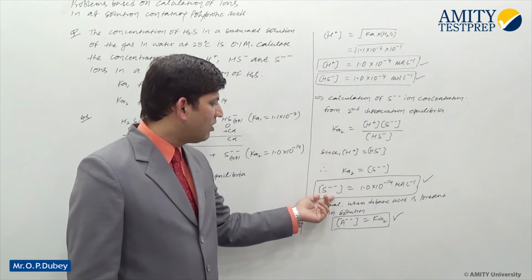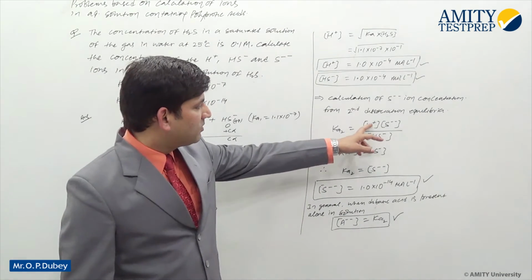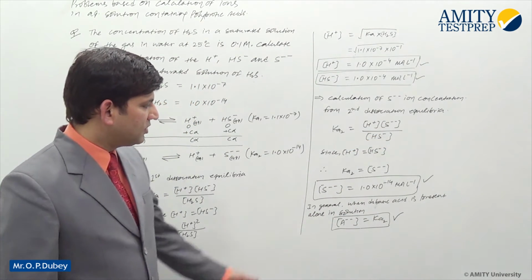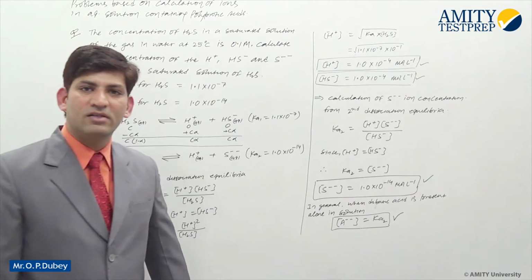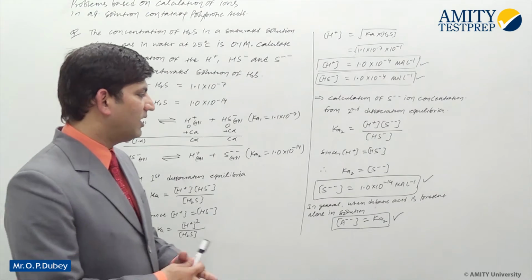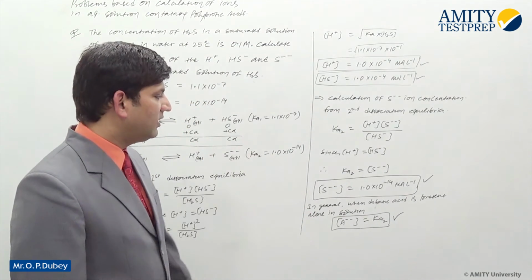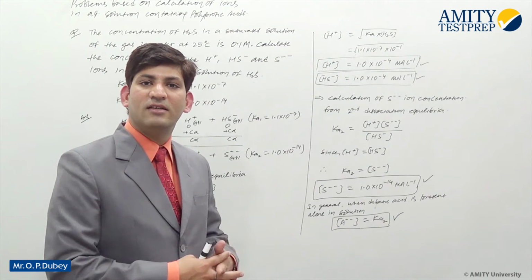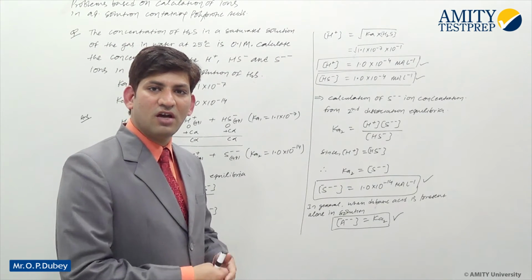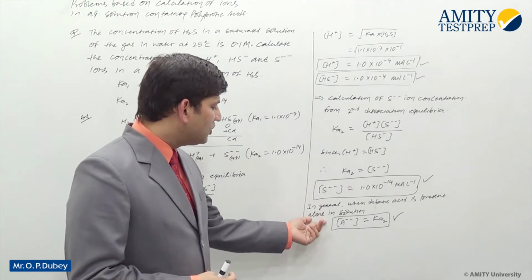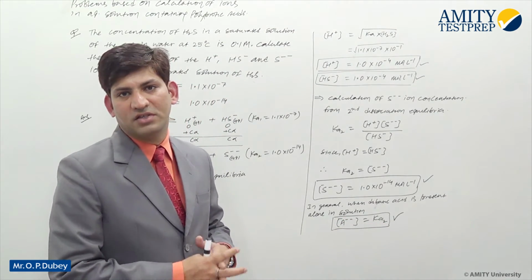The S2- ion concentration is equal to the second dissociation constant, since the H+ ion and HS- ion concentrations are equal. Now the S2- ion concentration is equal to 1.0 × 10^-14 moles per liter. In general, in the case of a dibasic acid, if the dibasic acid is present alone in the aqueous solution, then the concentration of the doubly negatively charged anion is always equal to the second dissociation constant.